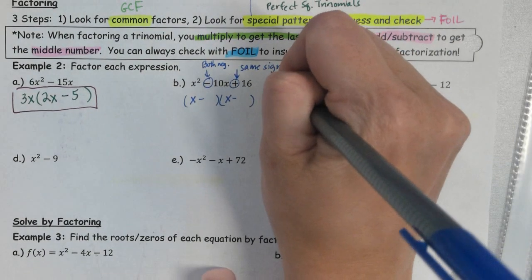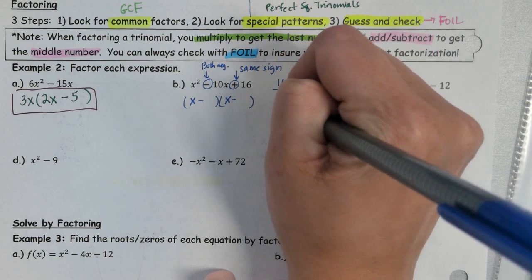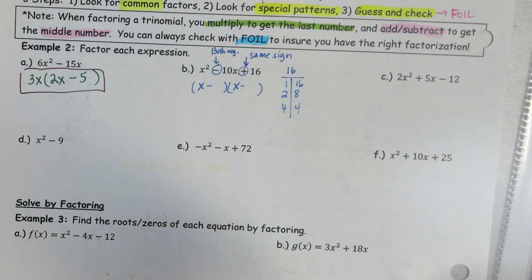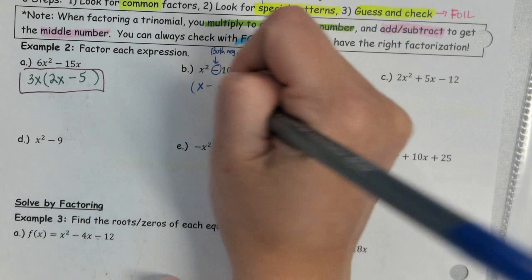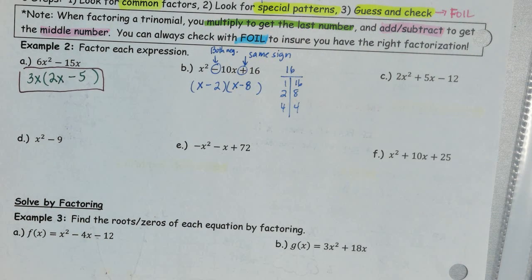No. You can create a t-chart. I know some of these you are not going to need to do that with, right? So what two are going to add up to 10? 2 and 8. Okay, and when we're adding, they are negatives. And then, of course, you can check with FOIL.